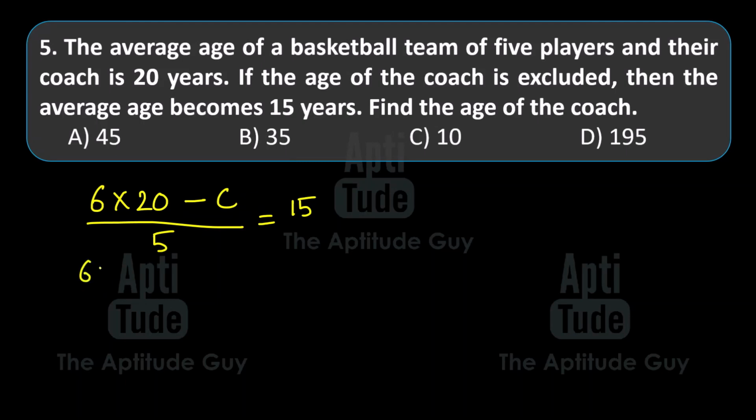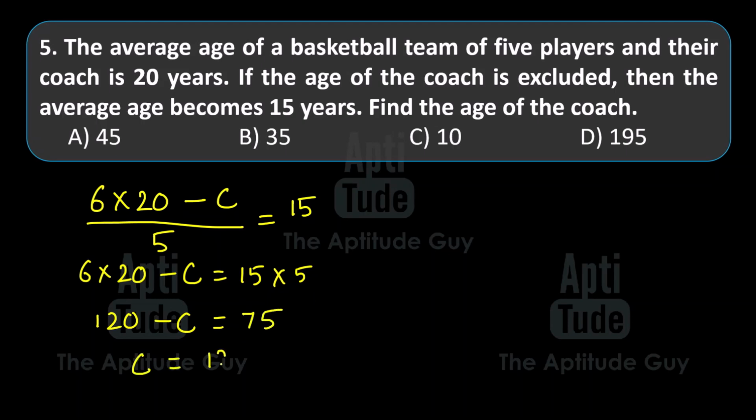So we have 6 into 20 minus C equals 15 into 5. So this is nothing but 120 minus C equals 15 5s are 75. So C is equal to 120 minus 75, that is equal to 45 years. Done. The answer is option A.